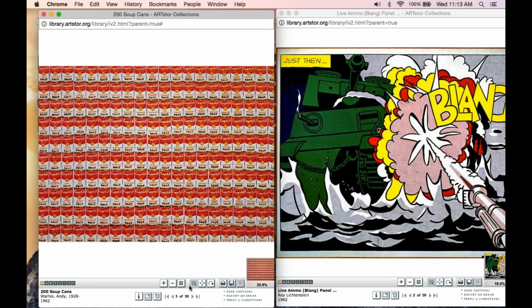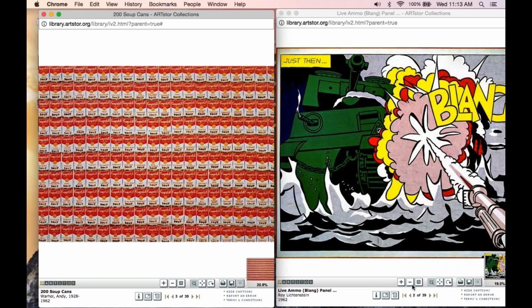consumable products. These are the Campbell soup cans, 200 soup cans from 1962. He said that he chose Campbell soup cans because he ate it as a child, and that was it. No judgment, just an observation. And his preferred medium was a screen printing technique.